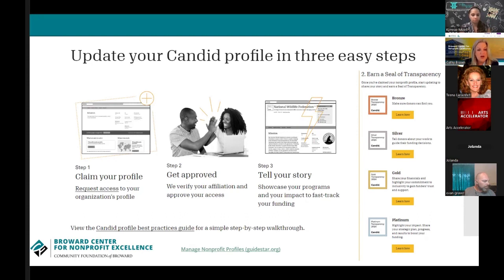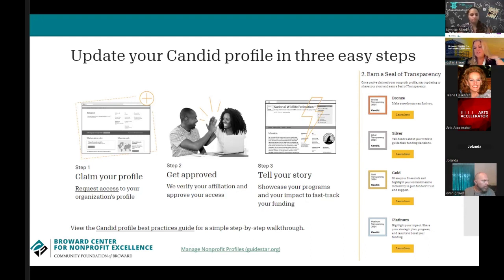So if you have not already done so, we're going to walk through the process real quickly here on what it looks like to claim your profile. And you'll be a little ahead of the game. This summer, we're doing a campaign in partnership with Miami-Dade County and Palm Beach County, where all three of us are coming together to help organizations learn more about their Candid profiles and start to fill out the profiles and the updates. So you're getting a little bit of a head start on that by taking a look at this now.